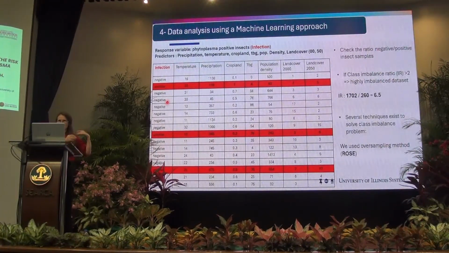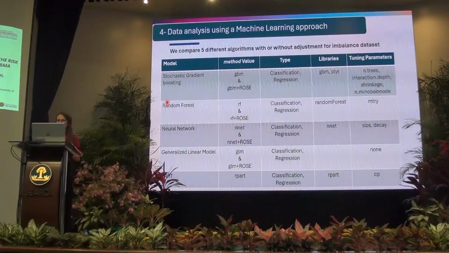I tested the various possibilities, and it turns out that the best one is the oversampling method using the Rose algorithm. Machine learning gives you the possibility to compare different models, different algorithms, and this is usually what you do. I compared 5 different models of different types with different parameters, but most importantly, 4 of them were also tested with this adjustment for the imbalanced data sets.